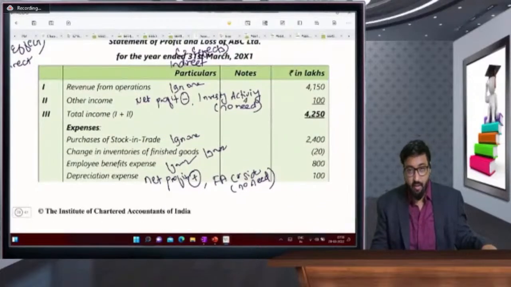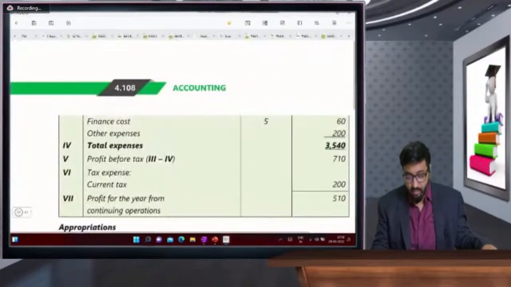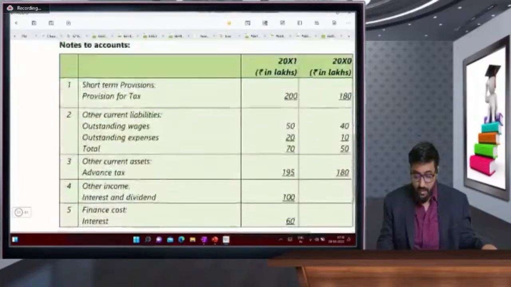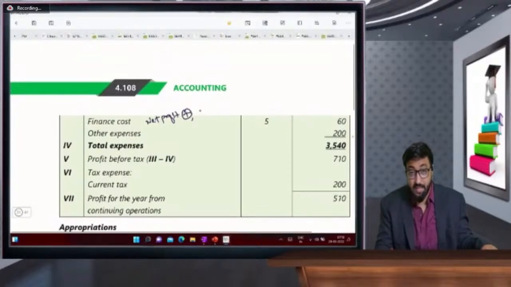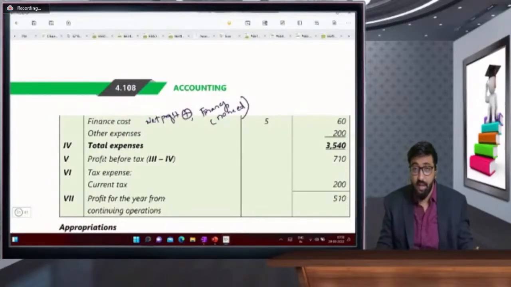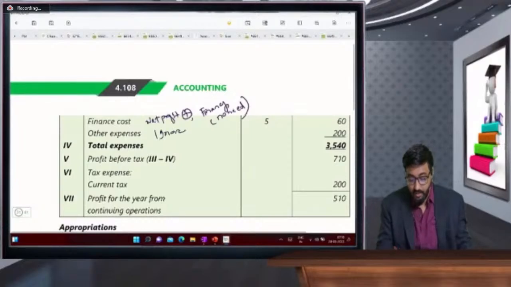Depreciation, we have added back to net profit, and on the fixed assets credit side, so no need. Finance cost is purely interest, and this is also in net profit. We will add back this. Why am I adding it back? Because it's in expenses. Expenses have to be added back. And the second effect is that interest paid means financing activity, and financing activity is no need because we are not preparing it. So no need of financing activity. Other expenses, ignore it.